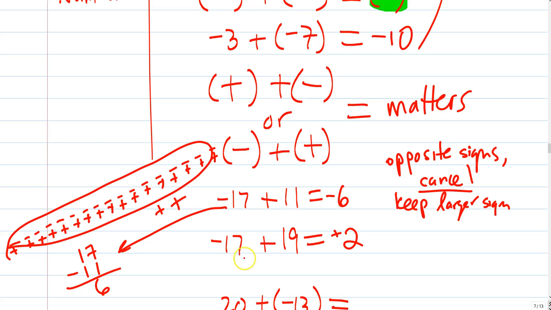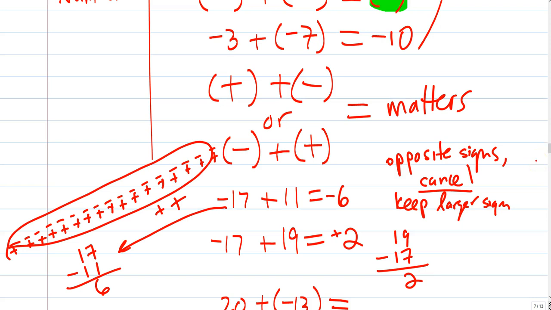So when I have negative 17 plus 19, I take the larger number. I cancel out the smaller number, because they're going to cancel out and leave me with 2. But 2 what? We had 2 more positives. So that's what we're left with.